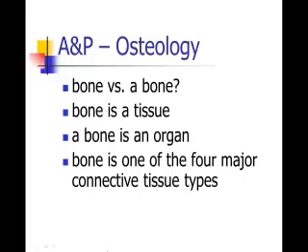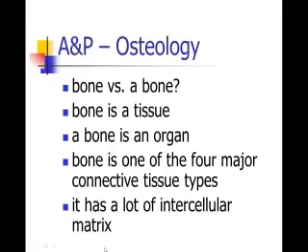So remember, bone is one of the 4 major connective tissue types, and it has a lot of intercellular matrix, and that's one of the characteristics that connective tissue has. A lot of intercellular matrix and not a lot of cells. And if you remember back to when we talked about connective tissue, the advantage of having not very many cells is that it's relatively low maintenance in terms of oxygen, energy requirements, and waste products. That's the good news. The bad news about not having very many cells is that it doesn't heal as quickly as other tissue types.